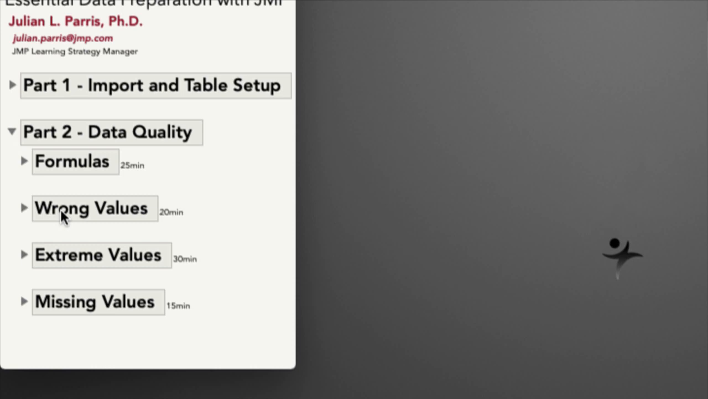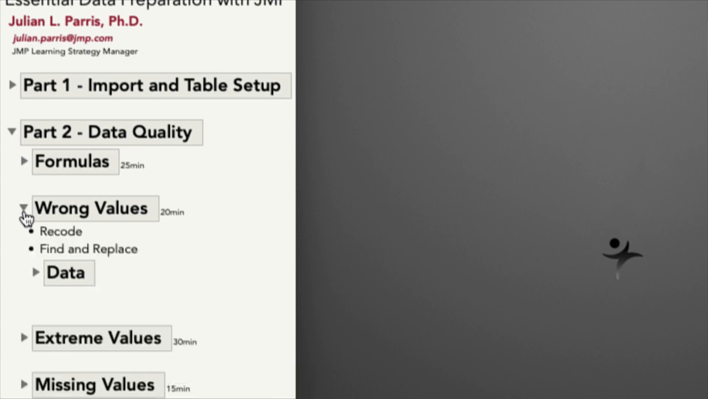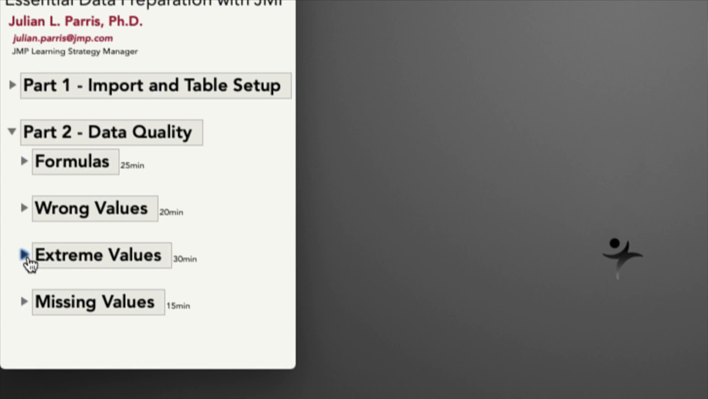We'll take a break, and then we'll look at data quality in the second part, first using formulas, deriving variables, looking at what we do when we have wrong values, so things like recoding, and even using find and replace. We'll look at extreme values, so looking for outliers, using a couple specialty tools in JMP, and how we can use JMP to find missing values, to look at the pattern of missing data, and to look at ways that we can work with those missing values.